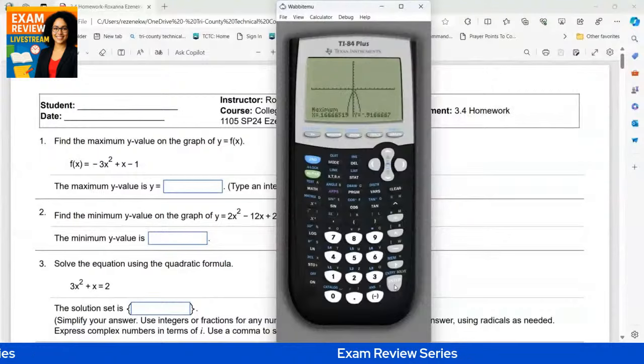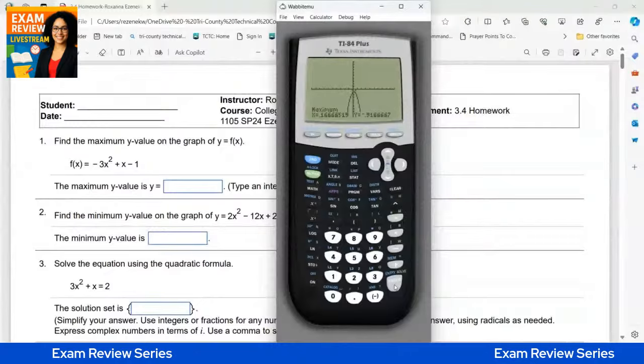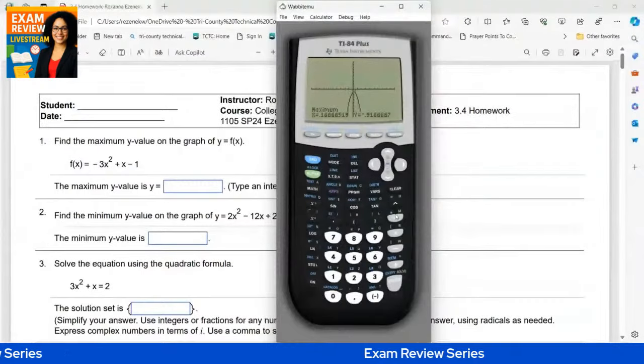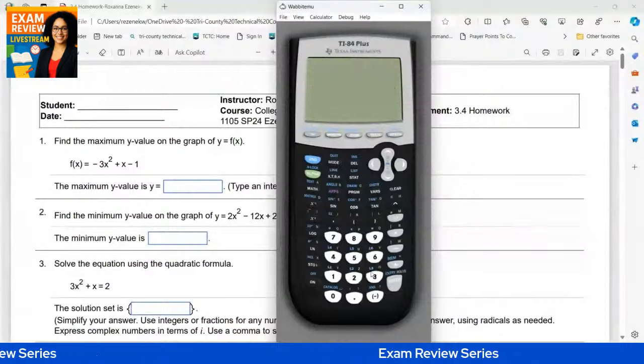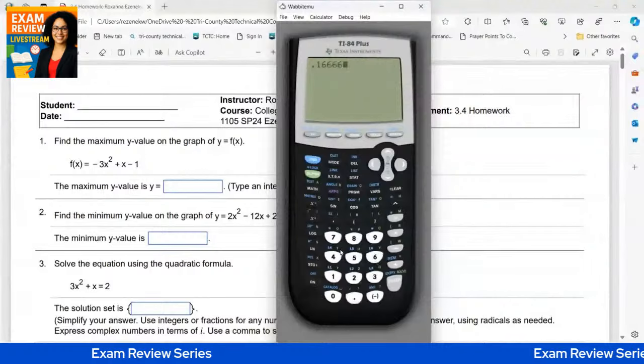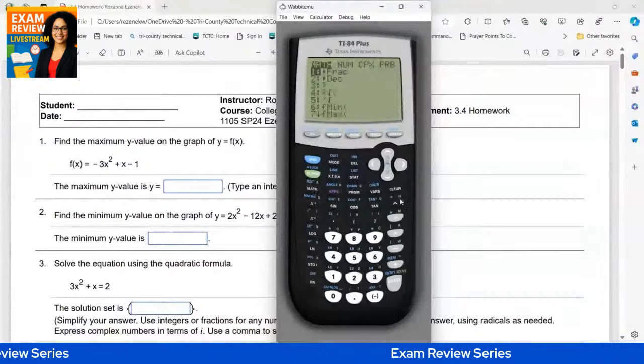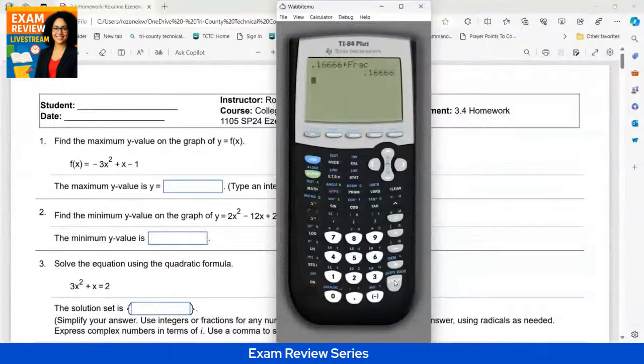And if you're told to leave this answer in exact form, what you do is put this number and change to fraction. For example, this is what I'm going to do now. If I want to change the x coordinate to fraction, I'm just going to go to the main screen, and I'll type 0.16666 and so on. And then I go to math, and I'll change to fraction, and I'll try and change it to fraction.